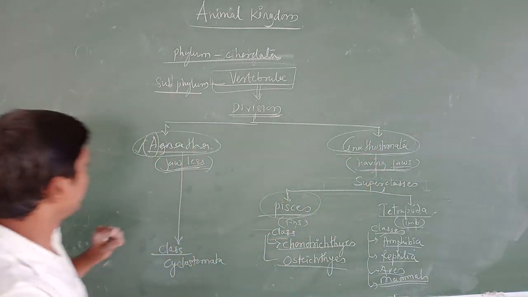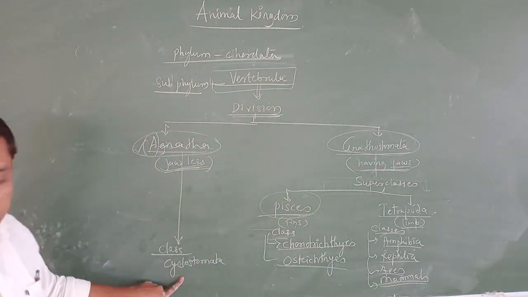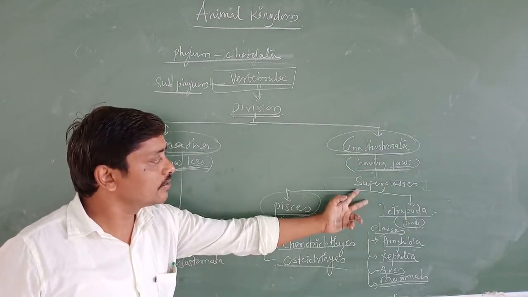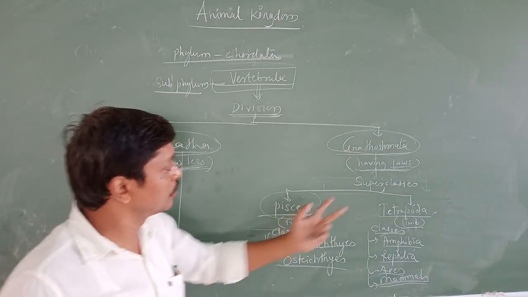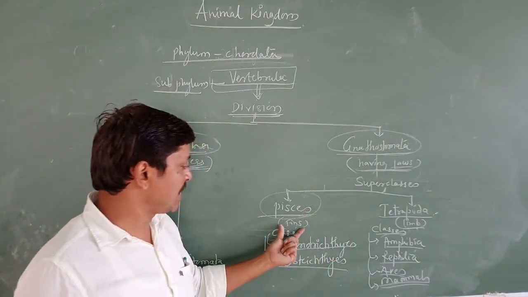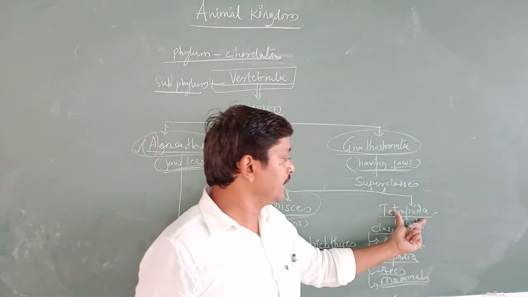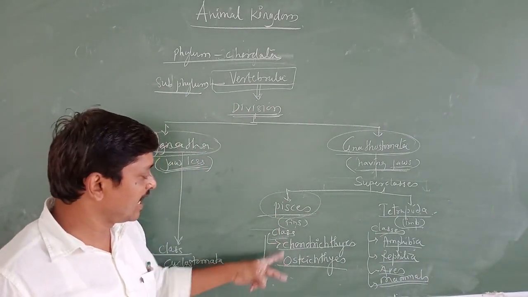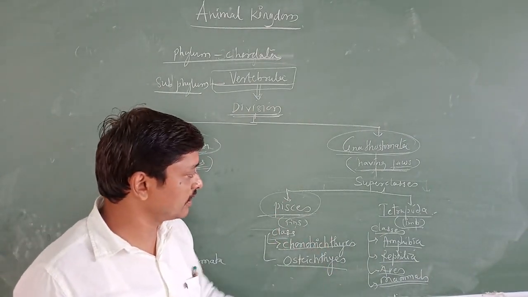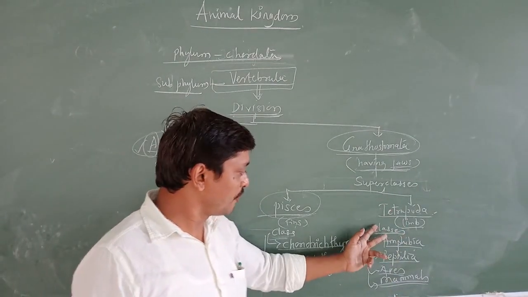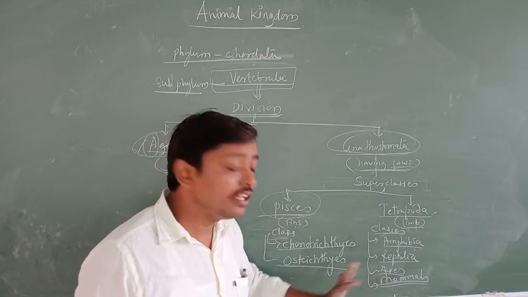Now Agnatha has only one class, that is Cyclostomata. And Gnathostomata is again divided into two superclasses: superclass Pisces and superclass Tetrapoda. In superclass Pisces, the locomotory organs are fins. In Tetrapoda, the locomotory organs are limbs. Pisces is again divided into two classes, chondric fish and ostick fish. Tetrapoda includes four classes: amphibia, reptilia, aves, and mammals.